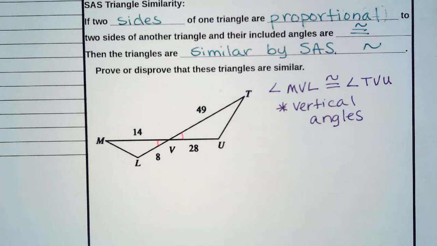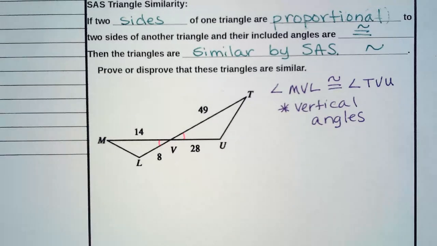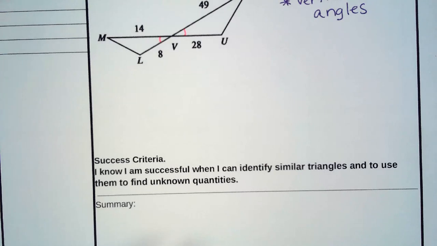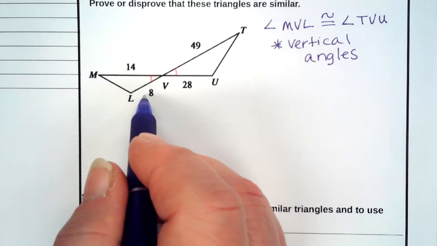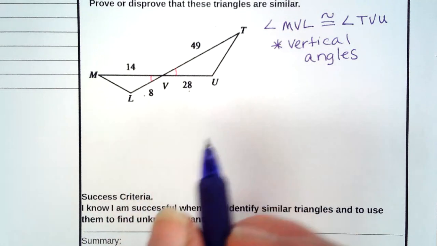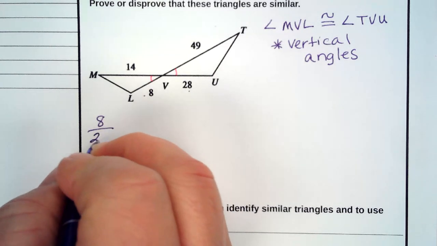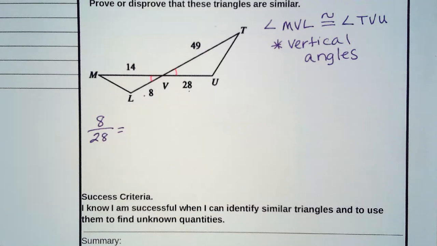Now we've got to prove that these sides are in the same proportion. There's two ways you can do it. You can either go from side to side on the triangle, or you can go from triangle to triangle. We'll show you both ways. My brain always goes from triangle to triangle. So if I am looking at 8 is smaller, 28 is smaller. So I'm going to look at 8 over 28. When I simplify it, I end up with 2 over 7.